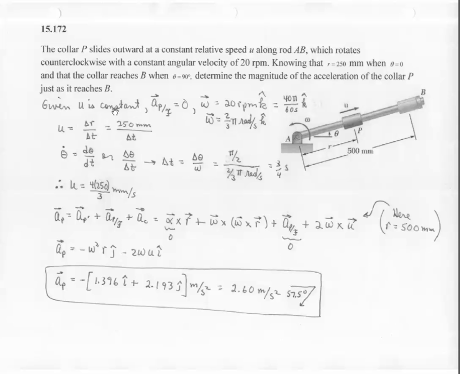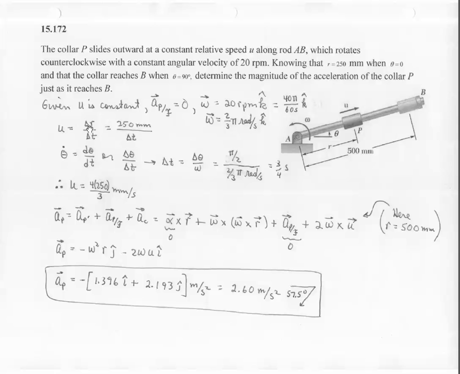So we're given that u is a constant, which means that a sub P slash F is going to be equal to 0. The omega is 20 rpm k, which turns out to be 2/3 pi radians per second in the k direction. We need to determine what u is equal to be able to find the acceleration of P.